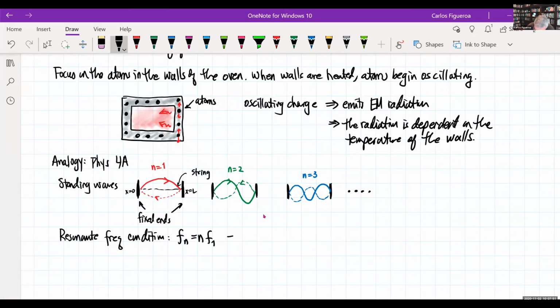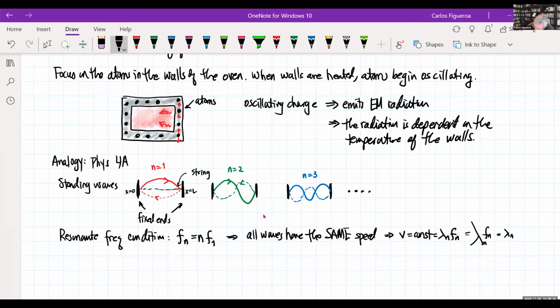And the other condition that we find here is that all waves have the same speed. But wait a minute, if they have the same speed, then the speed is always a constant, and associated with that is the wavelength and the frequency. So if I have long waves, I must have a low frequency. If I have short waves, I must have a high frequency. And everything is dictated by this resonant frequency condition here.